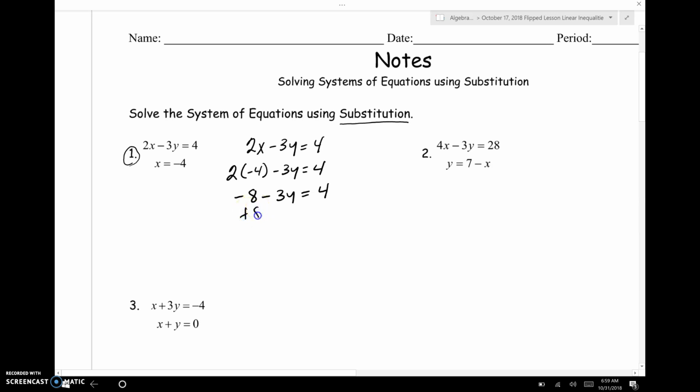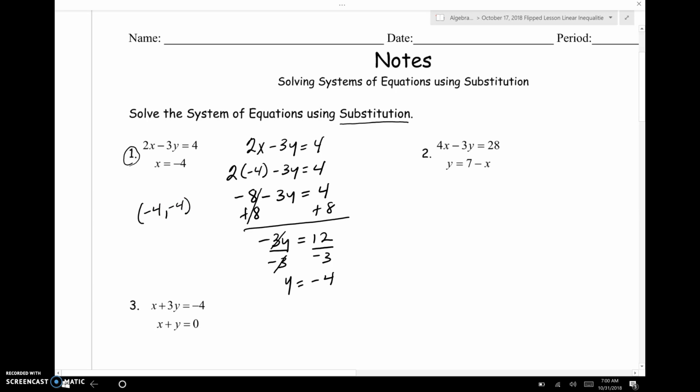So what we have to do is add 8 to both sides. And we notice that negative 8 plus 8 becomes 0. So that's negative 3y is equal to 12. Divide this by negative 3. And 12 divided by negative 3 is negative 4. So we have y is equal to negative 4. So the solution to this system is negative 4 comma negative 4.